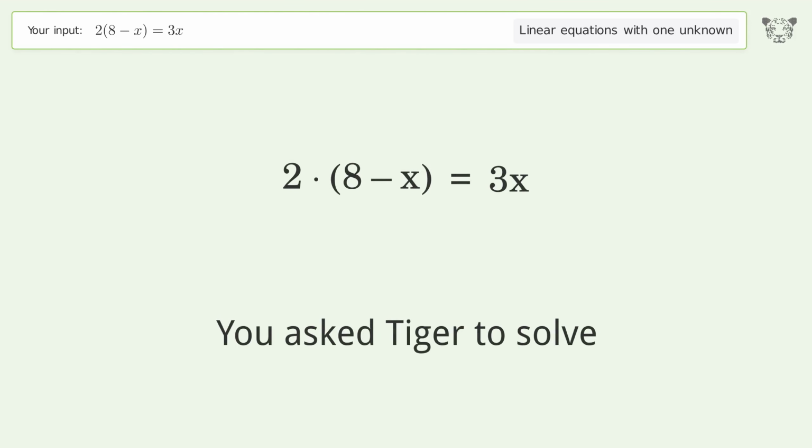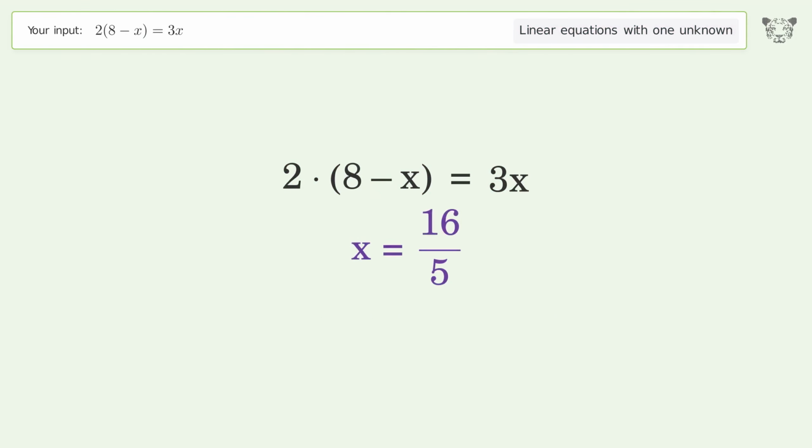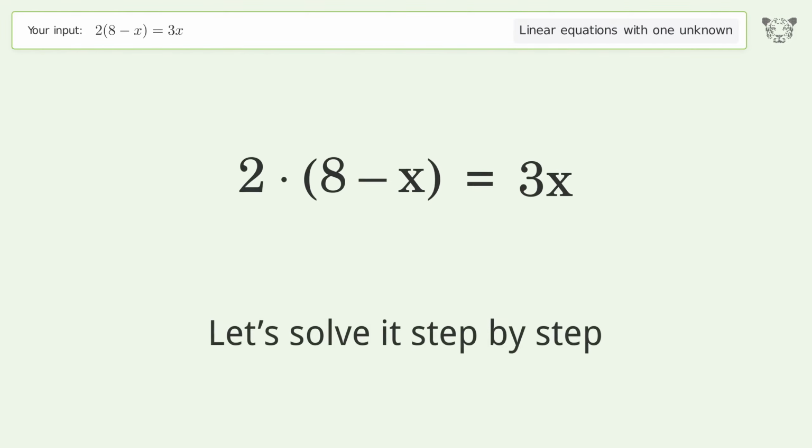You ask Tiger to solve. This deals with linear equations with one unknown. The final result is x equals 16/5. Let's solve it step by step.